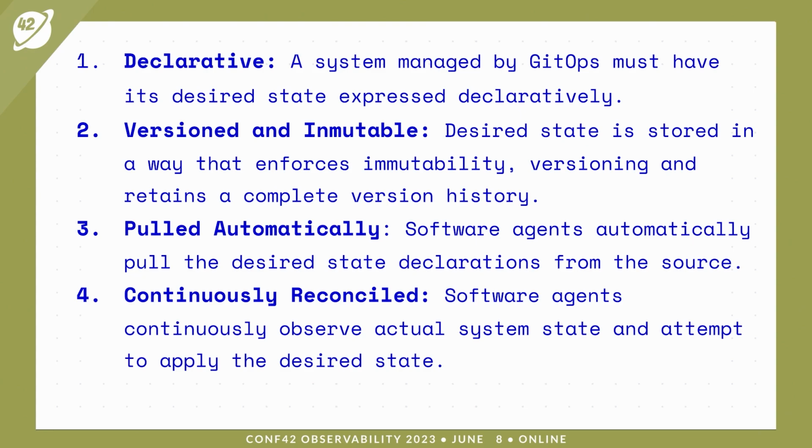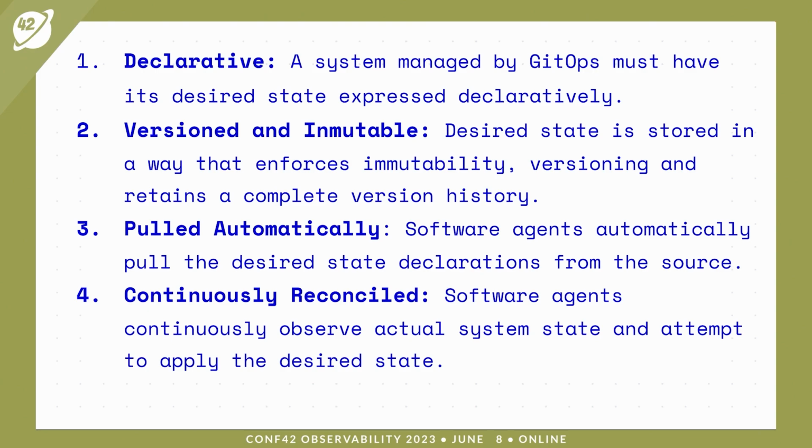It's pulled automatically, because there are other paradigms that are pushed. In this case, GitOps is pulled automatically. The software agents automatically pull the desired state declaration from the source. It pulls the desired state, does the reconciliation loops with the actual state, and if there is a mismatch, it's going to do the healing. So it's continually reconciled.